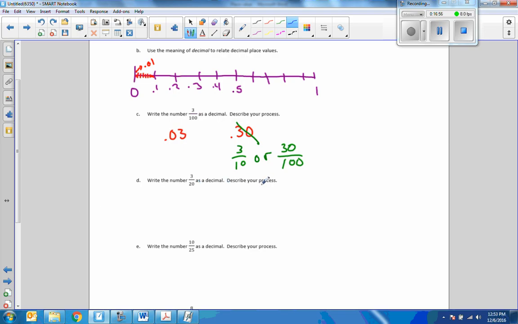Write the number 3/20 as a decimal and describe your process. Well, Houston, we have a problem. We are looking for tens, hundreds, thousands, ten thousands, hundred thousands, not twenties. So if I take 3/20, how do I get 100? Is it possible? 20 times something equals 100, and we should come up with 5. 20 times 5 equals 100. So if I multiply the bottom by 5, I multiply the top by 5. 3 times 5 is 15. Now I can write that as a decimal, 15/100, 15 in 2 decimal places.